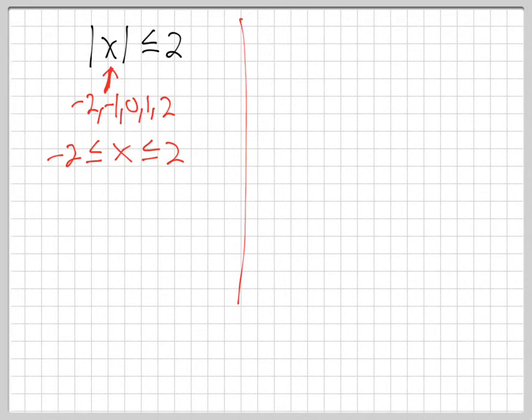In fact, let me just change the color for emphasis. Absolute value of x greater than, instead of less, greater than or equal to 2. So what numbers could I plug in there to make that true? Yeah, I could plug in 2, 3, 4, 5, and on you go, right? That's some of the numbers I could plug in, right? 2, 3, 4, all those. The absolute value would be greater than or equal to 2.